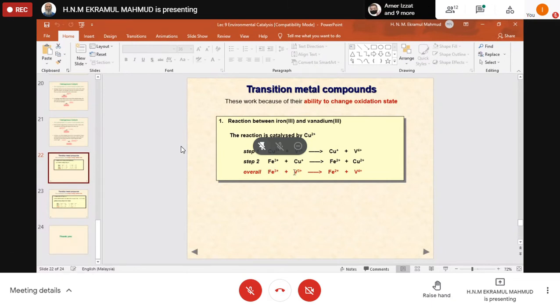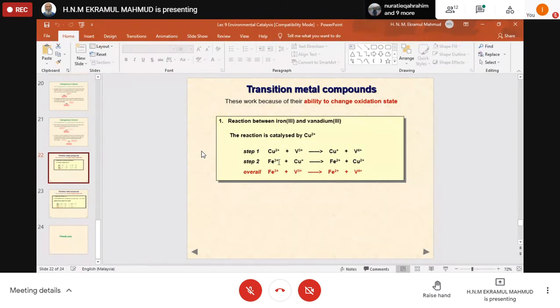Now, how can they react? If it is so, then we bring one of the catalysts which can change the oxidation state of these reactants. If we choose copper ion, cupric ion, Cu2 plus, V3 plus will give Cu plus ion plus V4 plus ion. So you've seen that vanadium 3 plus has changed to vanadium 4 plus.